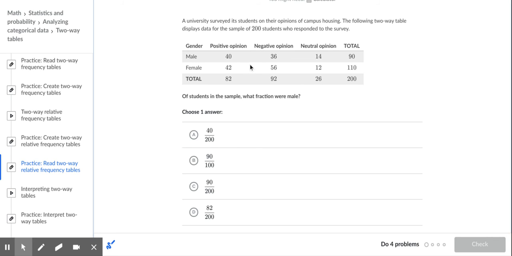You're asked what fraction are male. So you want males out of the total. So total males out of the total. So total males would be 90. Total is 200. So it's 90 out of 200. Does that make sense? So total males divided by total.